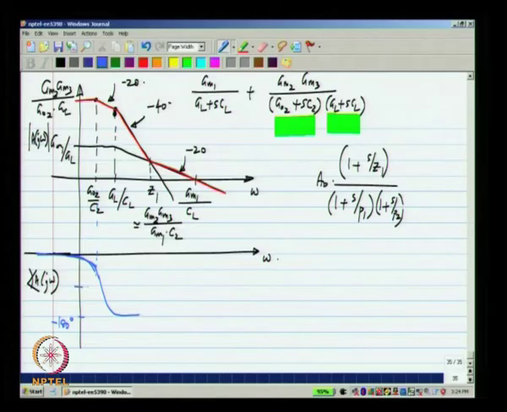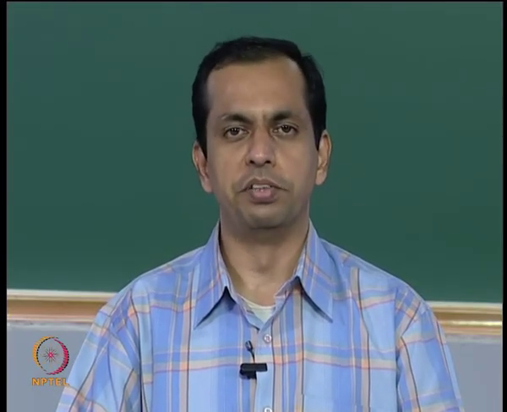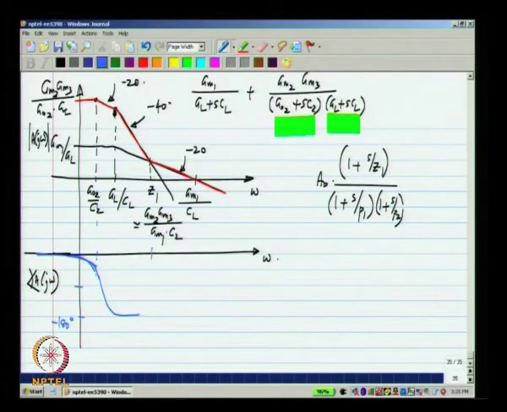Each pole contributes a phase shift of 90 degrees, phase lag of 90 degrees. So, the two poles together will contribute a phase shift of minus 180 degrees or a phase lag of 180 degrees once you go to a frequency that is well beyond both the poles. Then you have the 0, and this 0 is a left half plane 0. So, that creates a phase lead. So, what does it do? At the frequency of the 0, there will be a lead of 45 degrees, and then the phase lead will also saturate to 90 degrees.